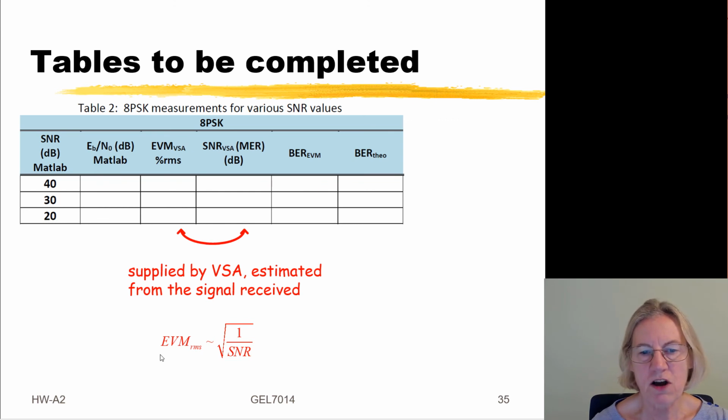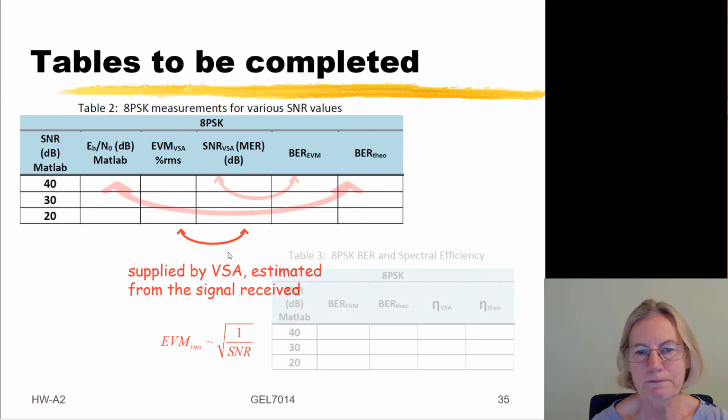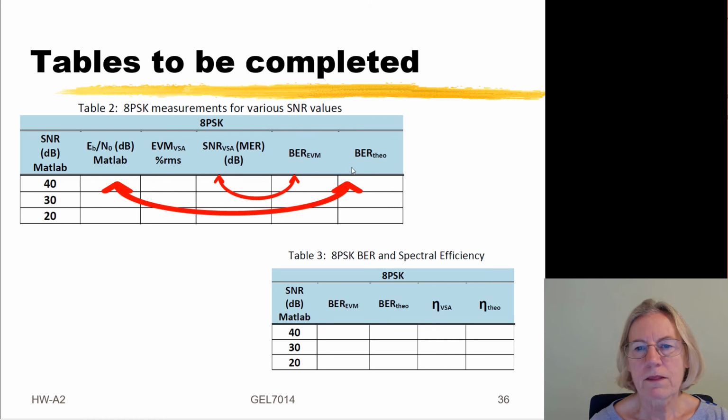Just so you know, this SNR that it's going to be reporting is going to be calculated per this relationship that we just saw in the development of the error vector magnitude. So you'll be reading these numbers right out of the VSA software and recording them in this table. Now, the two remaining columns are calculations that you will be making. The column that says BER EVM is going to be using a theoretical equation for the bit error rate that you will be applying, assuming that this signal to noise ratio is true.